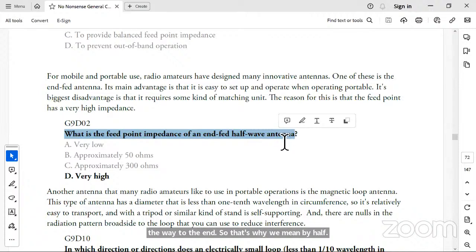So of course, as we shift that feed point towards the ends, the impedance increases. When it goes all the way to the end, it has increased so high that the feed point impedance is simply very high. It's the highest it could be, right?